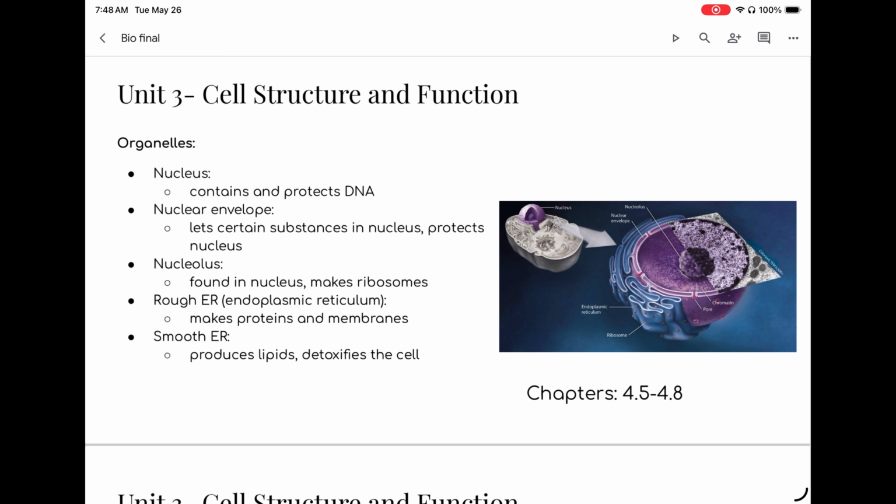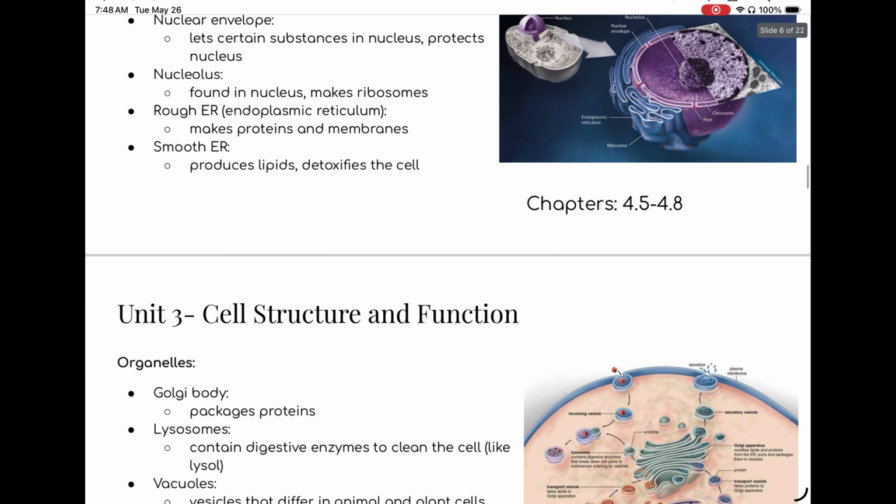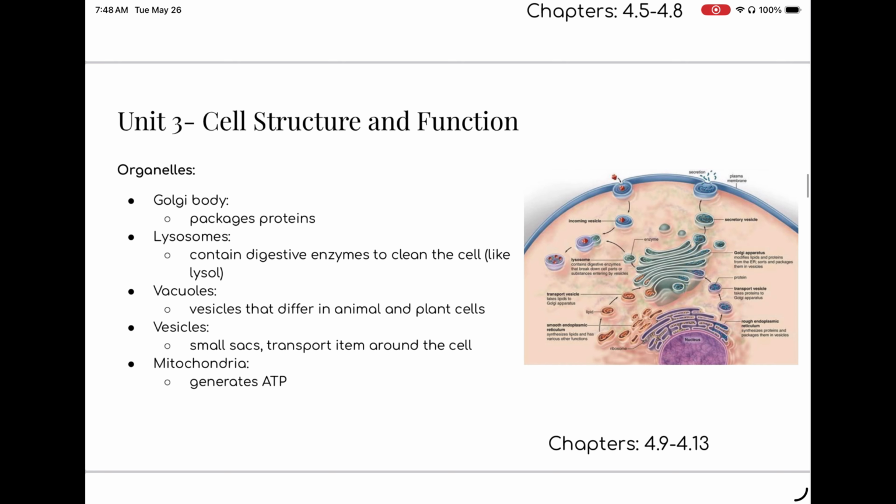ER produces lipids and detoxifies the cell. The Golgi body packages proteins and sends them where they need to be in the cell. Lysosomes contain digestive enzymes to clean the cell, like Lysol. If you think of Lysol as disinfecting, the lysosomes disinfect the cell.